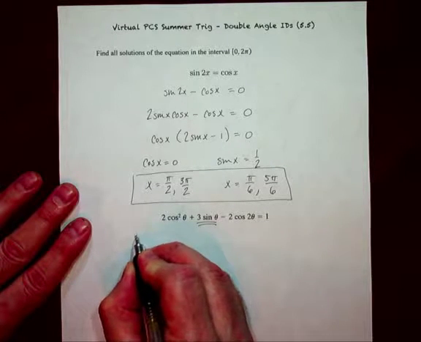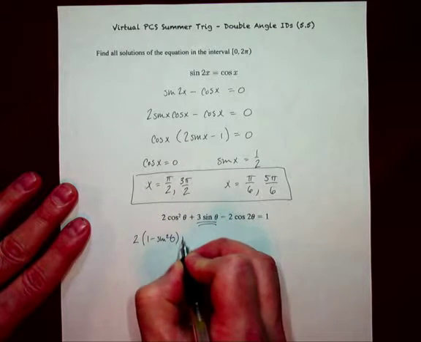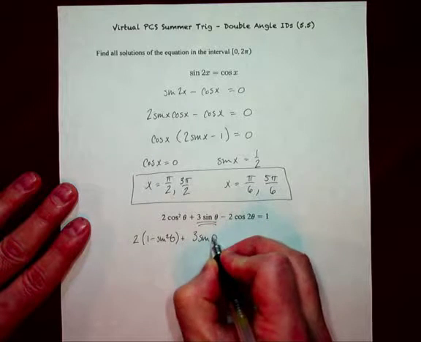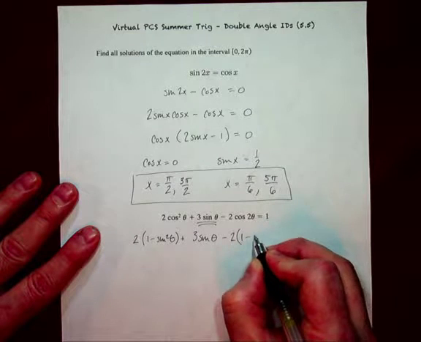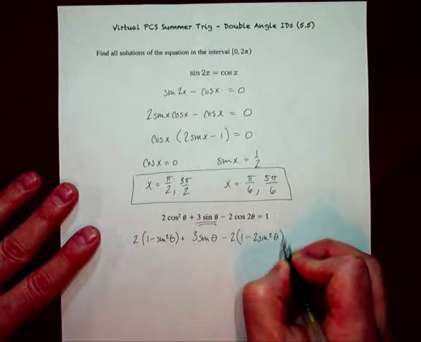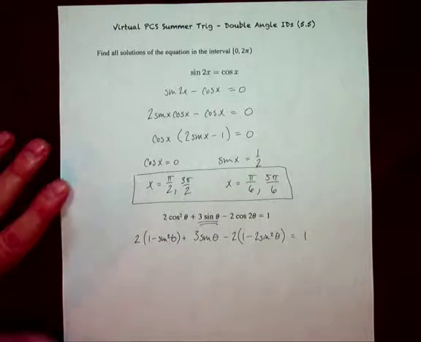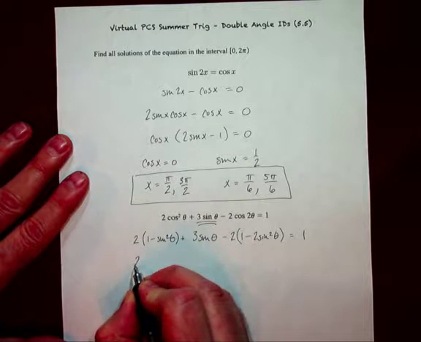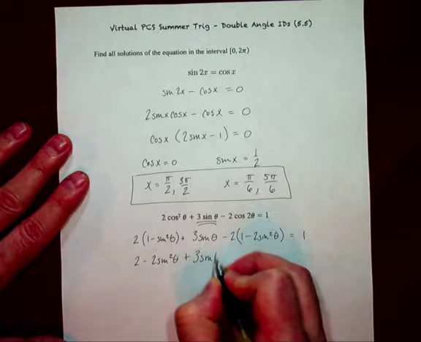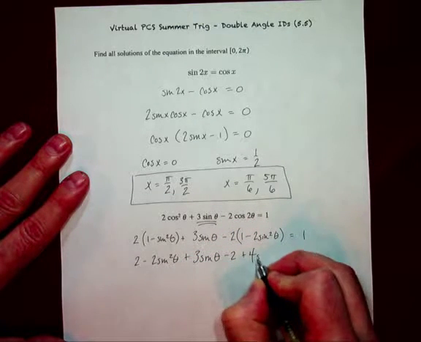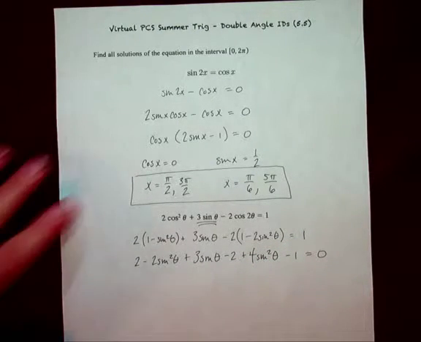So what I'm going to do is transform cosine squared into 1 minus sine squared. Leave this as sine theta, and transform cosine 2 theta into 1 minus 2 sine squared theta. And that winds up giving me everything just in terms of sine theta. Let's go ahead and distribute. And I'm going to bring the 1 over here, and now I'm just going to collect like terms.